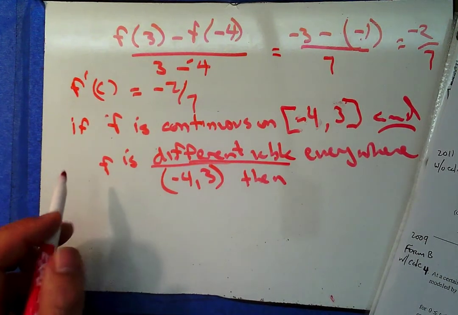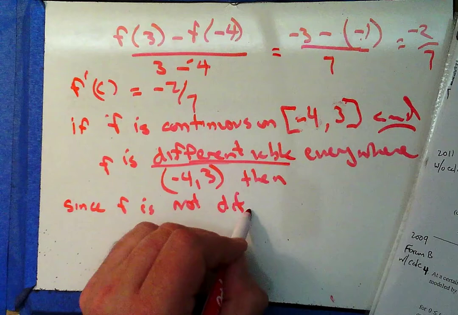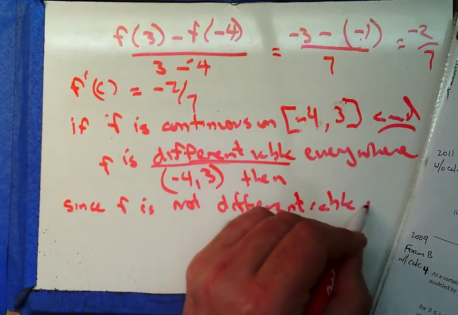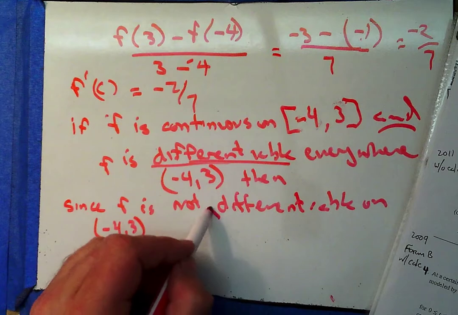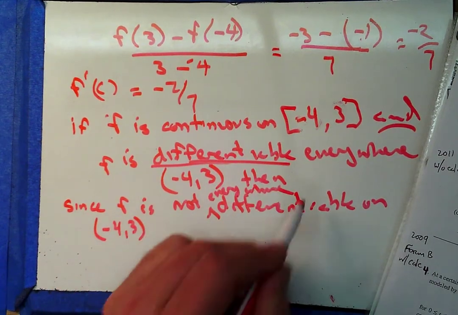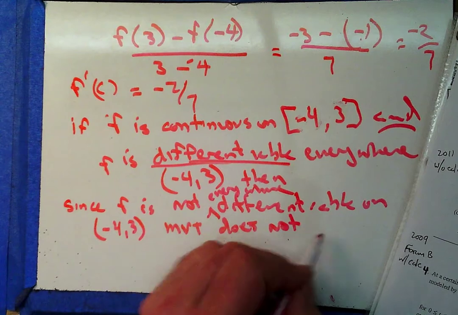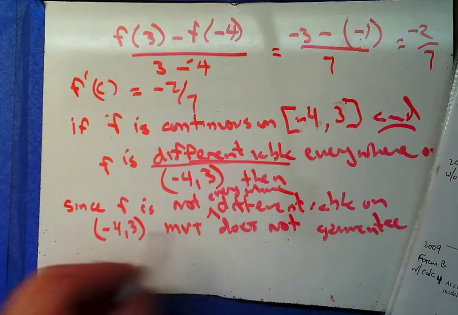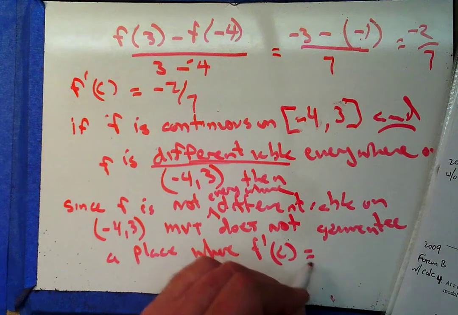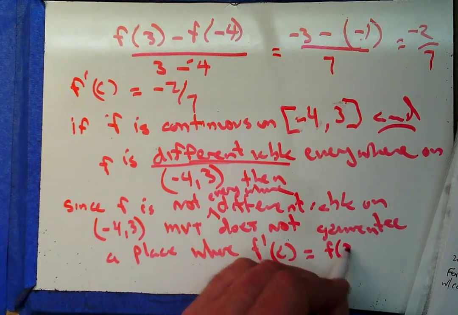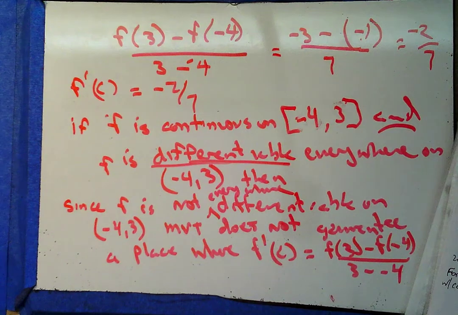doesn't guarantee me this. And so I would say, since f is not differentiable on -4 to 3, not everywhere, MVT does not guarantee a place where f prime of c would equal f of 3 minus f of -4 over 3 minus -4. Okay, so there's question number 3.